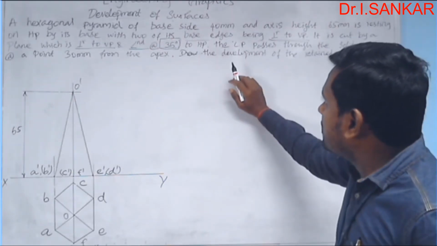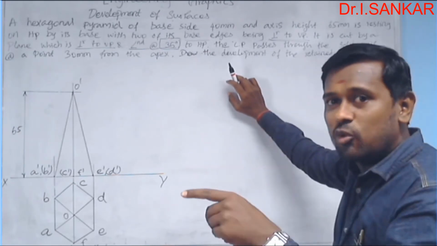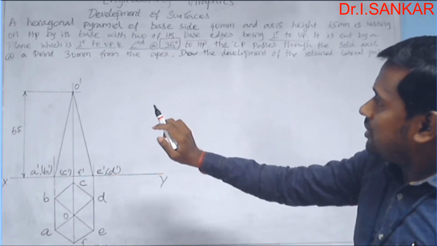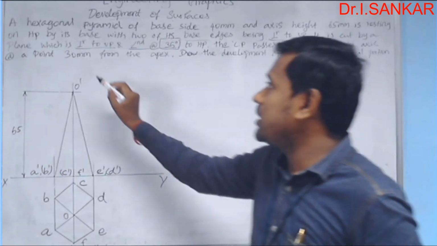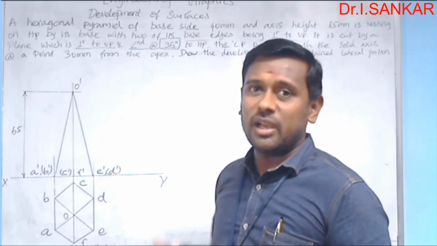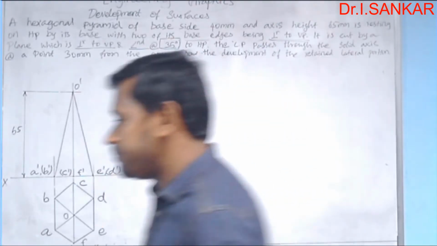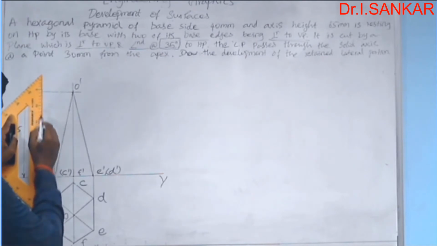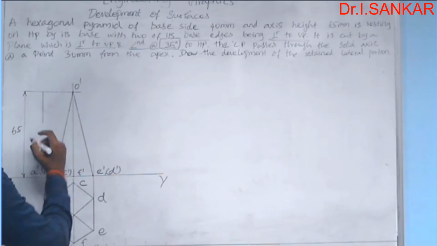And where exactly is the cutting plane going to meet? First we have to mark that point. Thereafter only we need to bring the cutting plane and cut the solid. The cutting plane is going to cut the solid and passes through the solid axis at a point 30 mm from the apex. From the apex, 30 mm you have to measure back towards downward. Okay, from the apex measure 30 mm. Approximately I am aiming here.